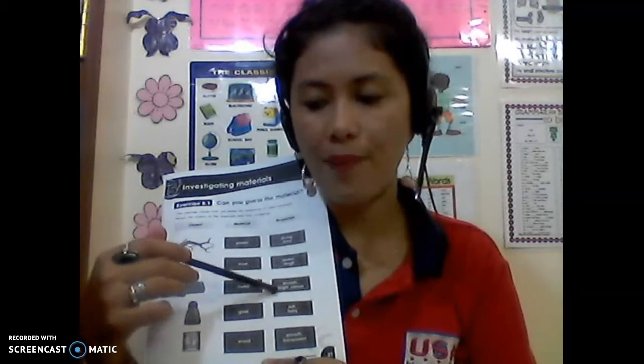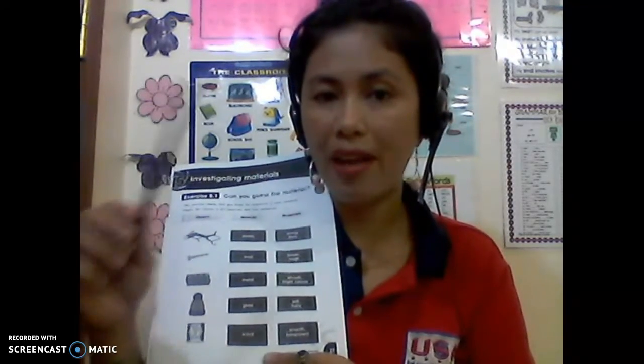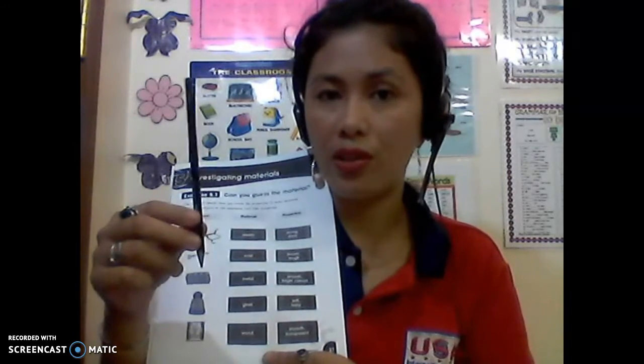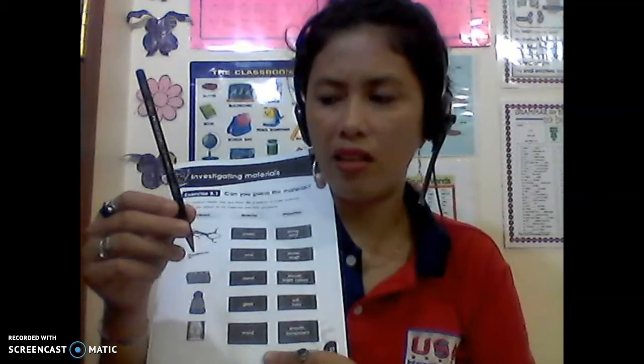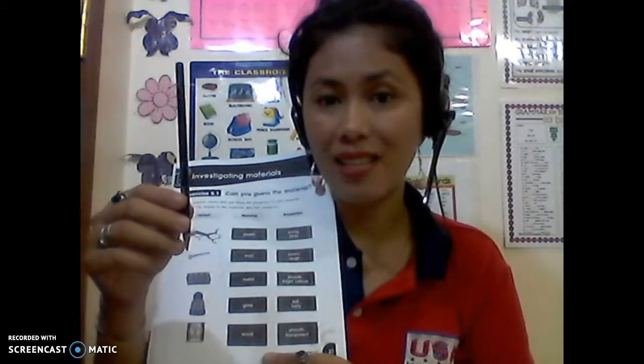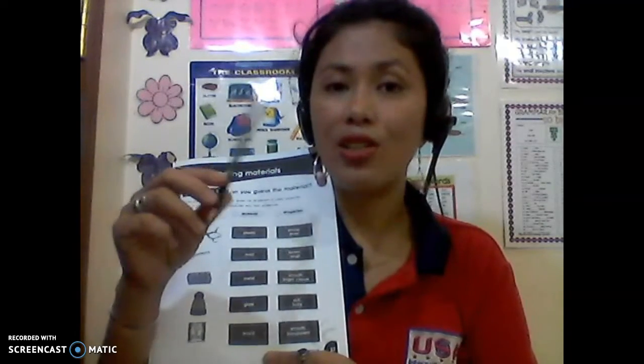So again, for example, when we say this pencil, what is the material used to make this pencil? Is it made of metal? Is it made of rubber? Is it made of glass or wood? So this pencil is made of wood.